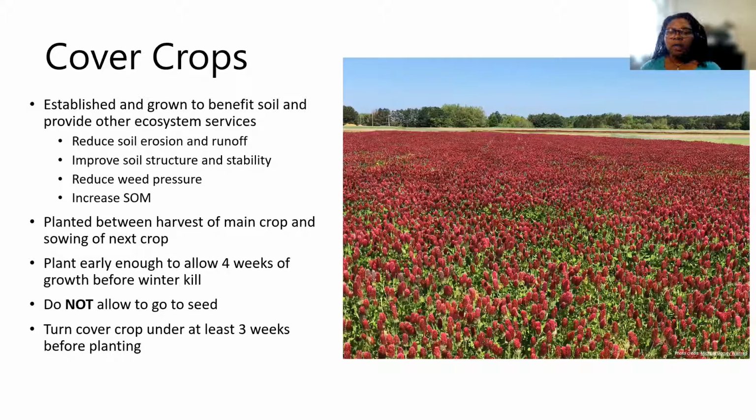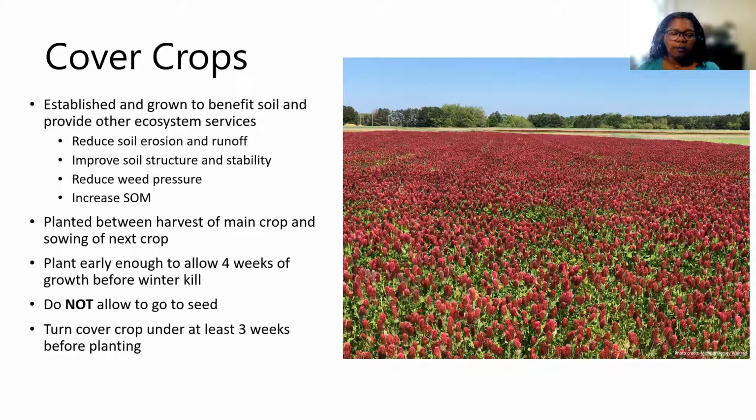So some of these services include reducing soil erosion and runoff, reducing soil crusting. So if you've ever noticed when you're walking around in the soil after a rain event, it gets like this thick crust where it's sort of hard to penetrate. Cover crops can help reduce that. It can also help improve soil structure and stability by increasing aggregation, relevant to why y'all are here, reducing weed pressure. Again, it can sort of act as a living mulch, and then increase soil organic matter.